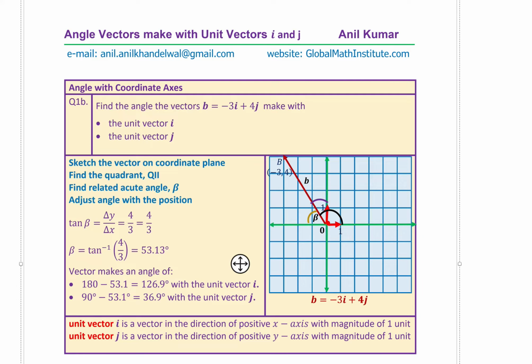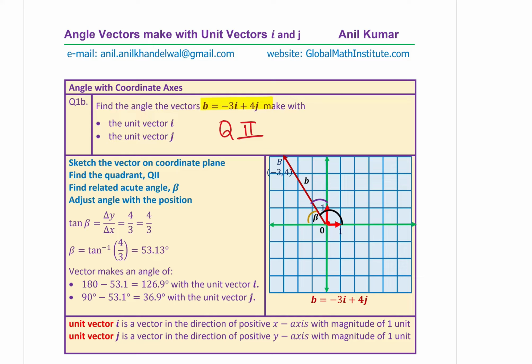I hope you have understood the concept. We have a vector which is b = -3i + 4j. Now clearly, when the value is -3i + 4j, we know this vector will lie in quadrant 2. Since this vector is in quadrant 2, as shown here in the diagram, the first step is to find the related acute angle.